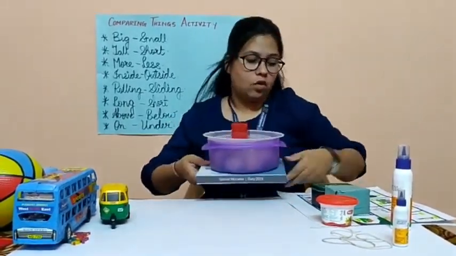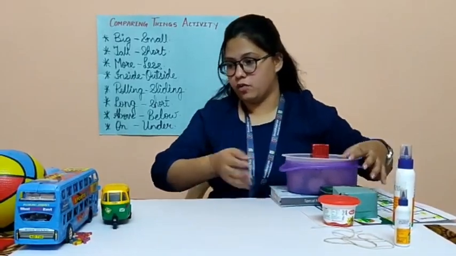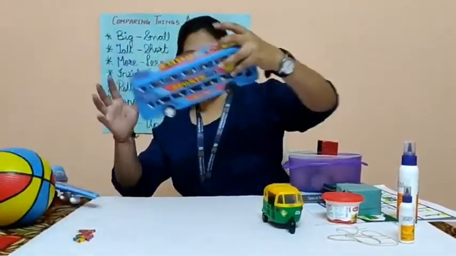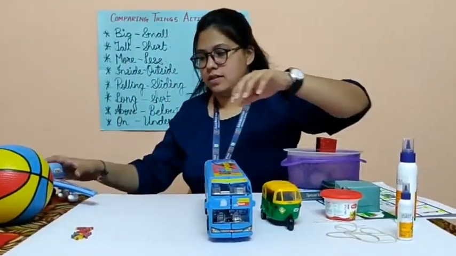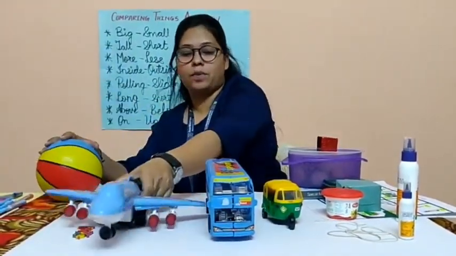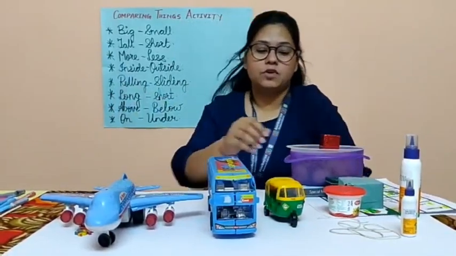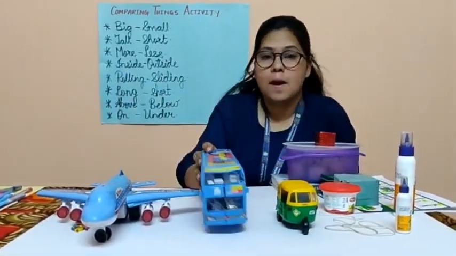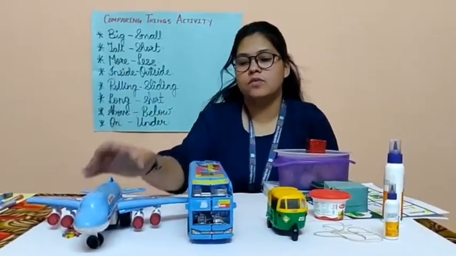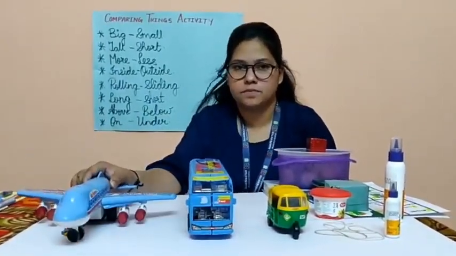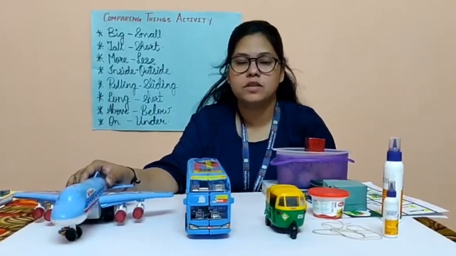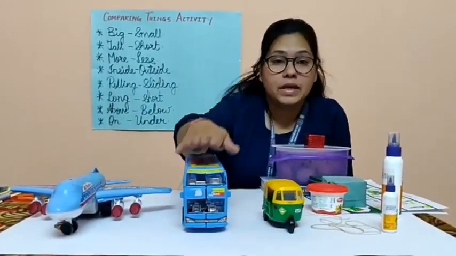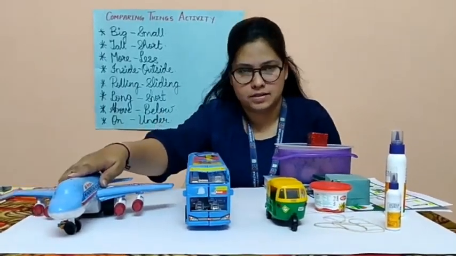Okay, now I have one more example in front of you. As you can see, this is an auto rickshaw, this is a bus, and this is an aeroplane. As we all know, this is a small object, this is a big object, then what will we call the aeroplane? How are we going to compare all these three together? So we will say big, bigger and the biggest.